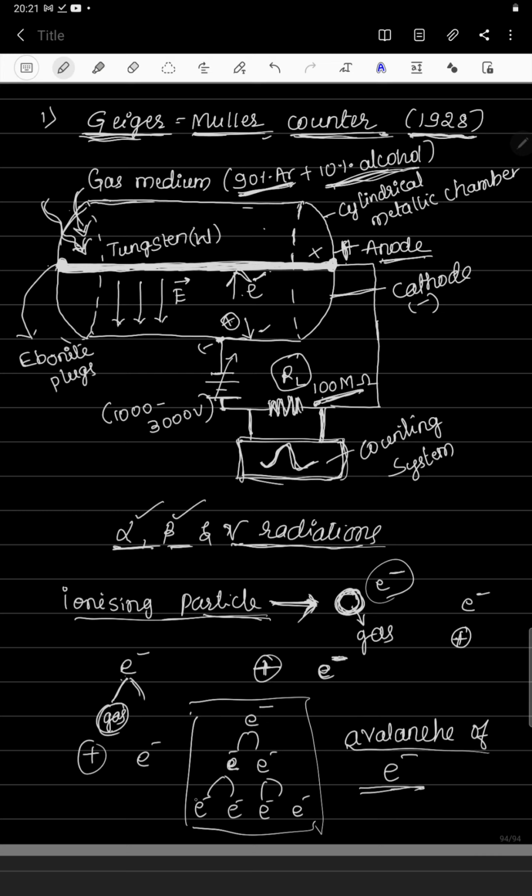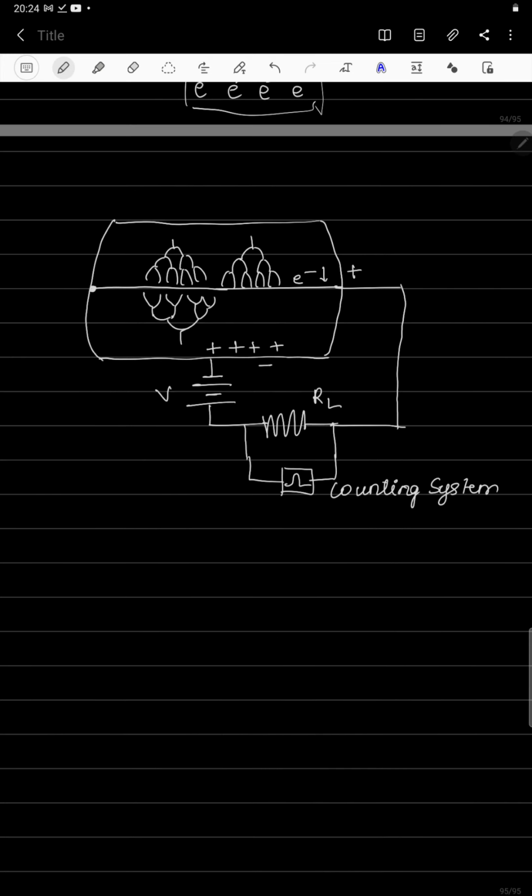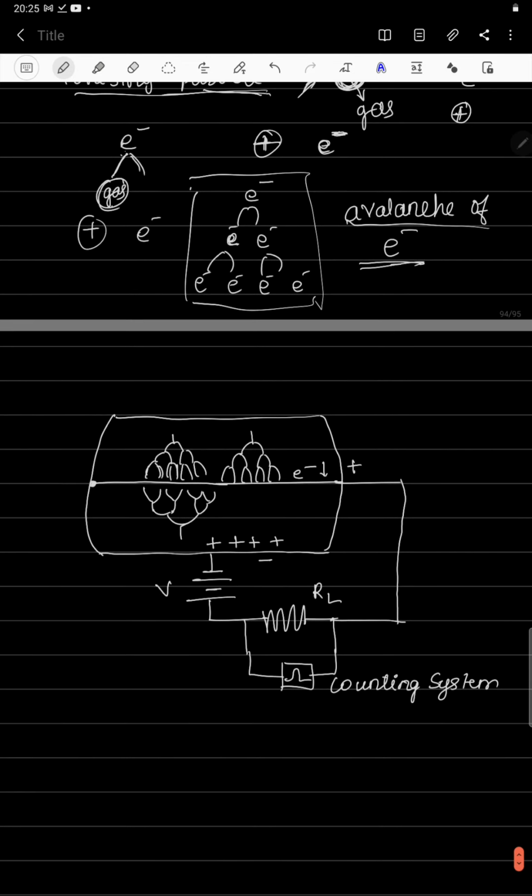All these electrons which are generated during their motion are attracted towards the anode, and all the positive ions which are created are attracted towards the cathode. That I will show diagrammatically. So this is how it happens. The avalanche of electrons produced during acceleration all come towards the anode. All the electrons are attracted towards the anode, and all the positive ions which are generated are attracted towards the cathode.